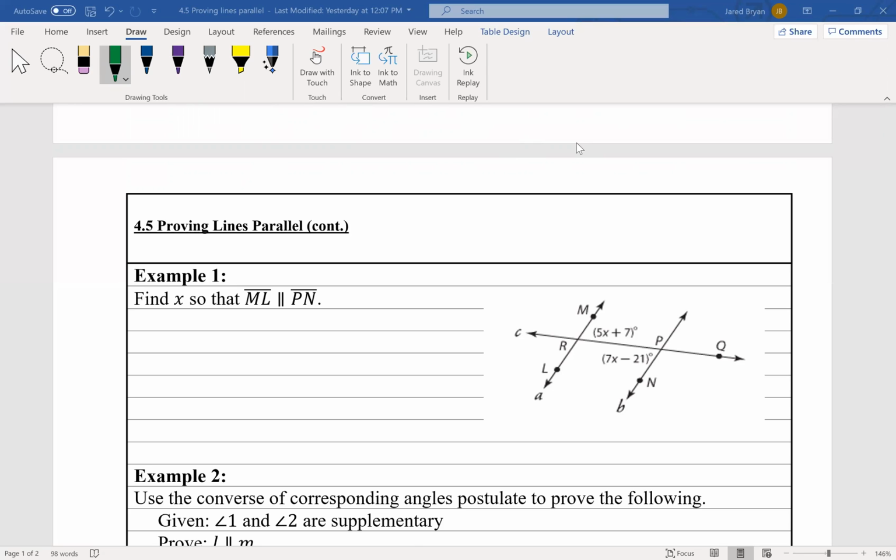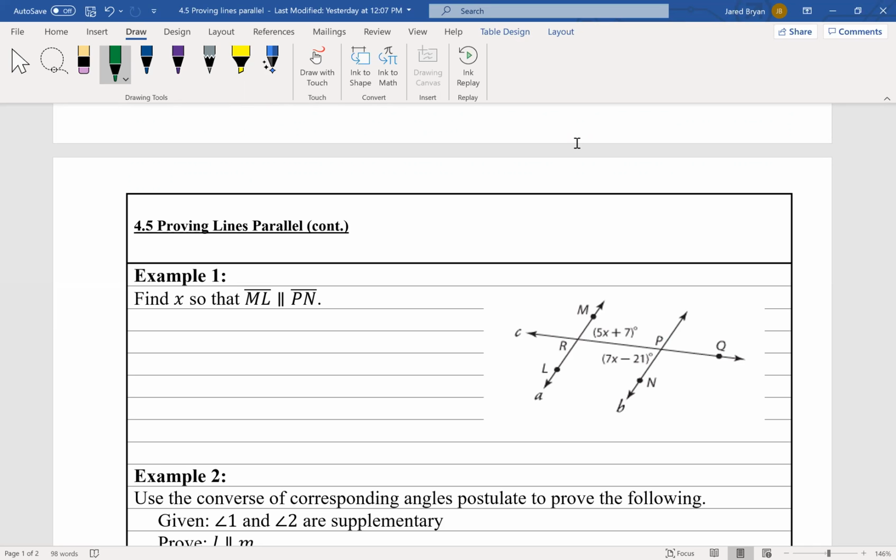Okay, so if I'm looking at this diagram here, the biggest thing that I want you guys to notice that is different from every other problem that we've done so far is notice I don't have those arrows that tell me that the two lines are parallel. In every other problem that we've done so far, we always have those little arrows that tell us that the lines are parallel. In this case, and the problems that we're going to be working on today, we don't know that the lines are parallel. That's what we're trying to prove.